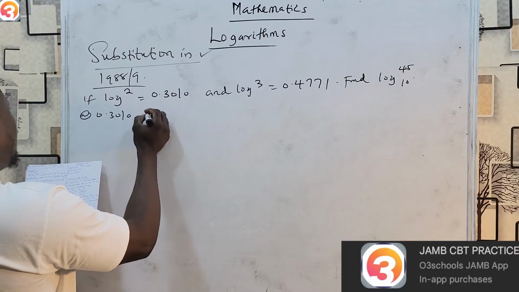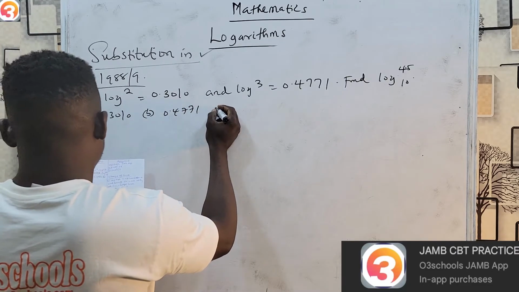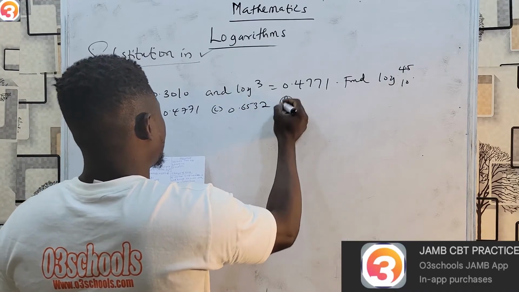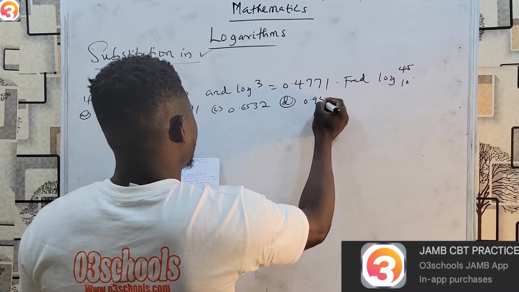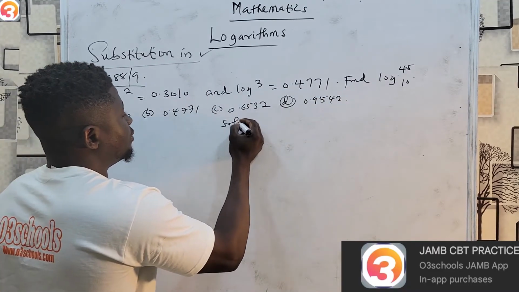So our options: A, 0.301. B, 0.4771. C, 0.6532. And D, 0.9542. All right, so the solution is very easy.